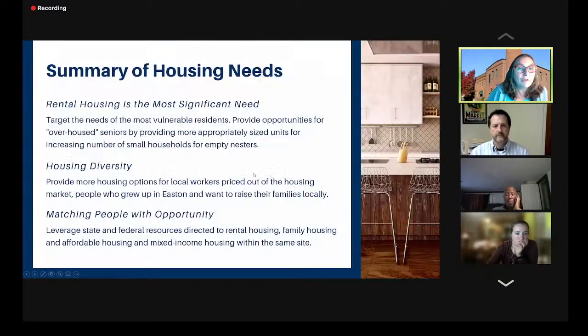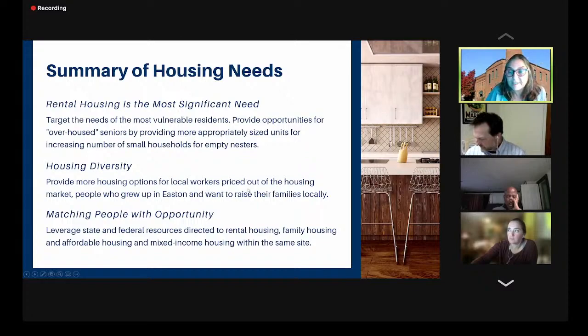This is a summary of your housing needs. Rental housing is the most significant need. Target the needs of the most vulnerable residents. Provide opportunities for overhoused seniors by providing more appropriately sized units for the increasing number of small households and empty nesters. Housing diversity. Provide more housing options for local workers priced out of the housing market, people who grew up in Easton and want to raise their families locally. Matching people with opportunity. Leverage state and federal resources directed to retail, rental housing, family housing, and affordable housing and mixed income housing within the same site.